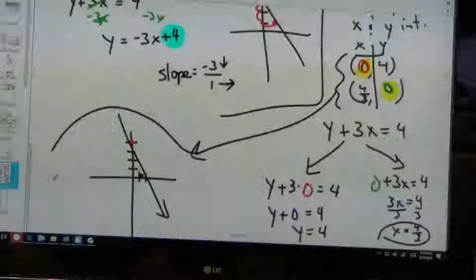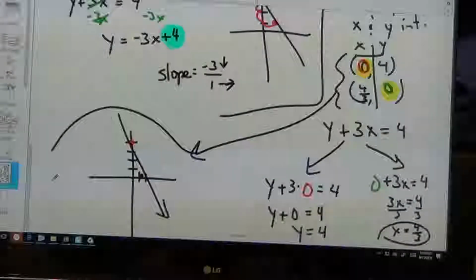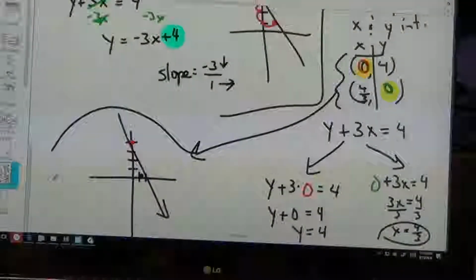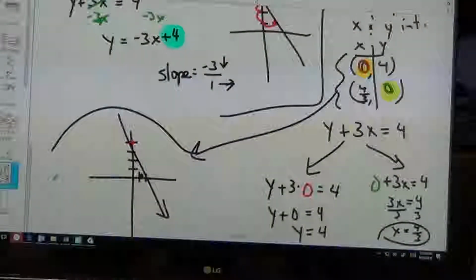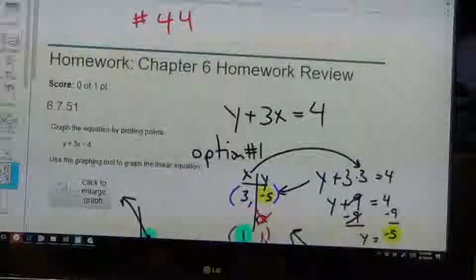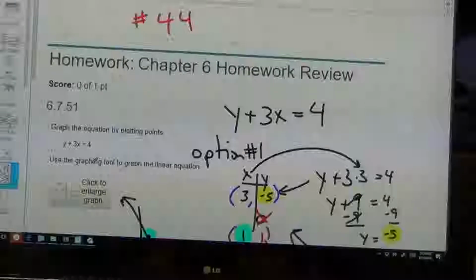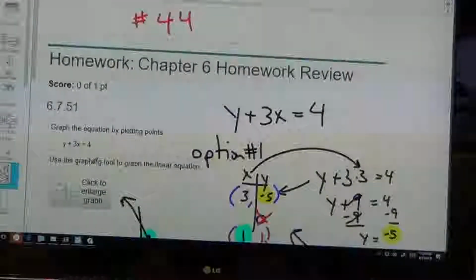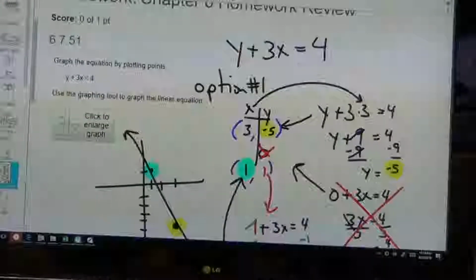So there are 3 options, which freaks you out because you're like, what do I do? Tell me what to do. And they're like, I don't care what you do, just do it. So anytime you see graph the equation, you can do it however you want to do it. Just do it.